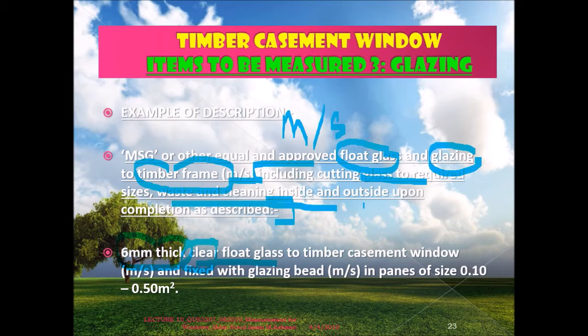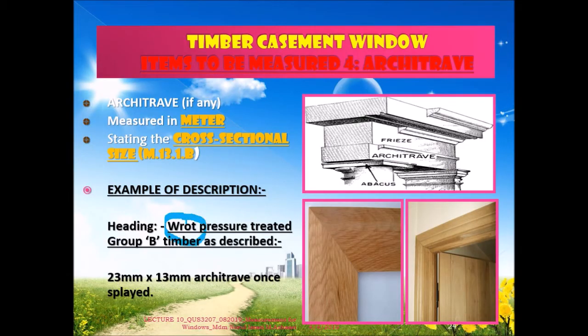To timber casement window, and then with the glazing beads, this is actually the surrounding or the securing type of the glass. Then what is the category of the pane, whether it is 0.1 until 0.5 or not, let's say 0.1. Please check the category. First, whether this one is wrought or sawn. That is the basic information that needs to be written according to section M. And then what is the group of the timber, group A, group B, or the type of timber, whether chengal or merbau. And then what is the size and for what purposes.